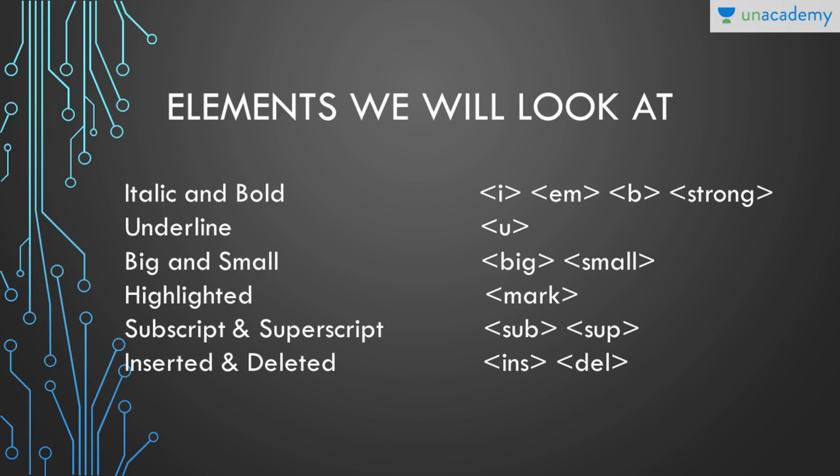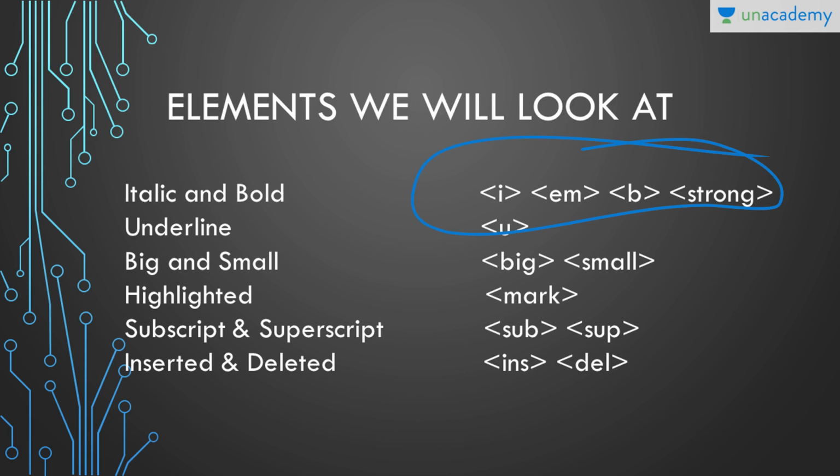Okay, so here are the elements that we will look at. If you want to make your text italic and bold, you can simply use these tags, that is I and EM to make them italic, and B and strong to make them bold, right? So in this way you can use these tags to make your text bold and italic.